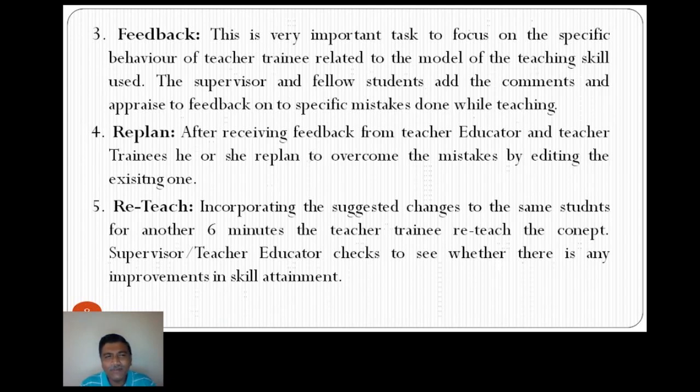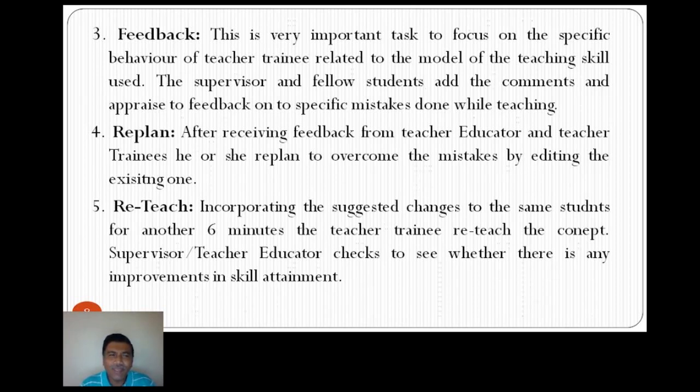So we see how the teacher trainee is involved in the teaching skill, which helps the peer supervisors as well as the supervisors to give feedback to the teacher trainee who is involved in the cycle. That adds comments and an approach to the feedback on specific mistakes made while teaching.